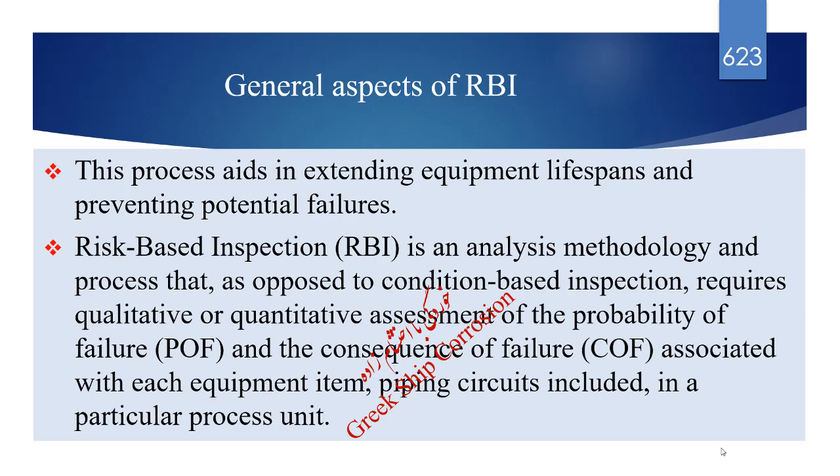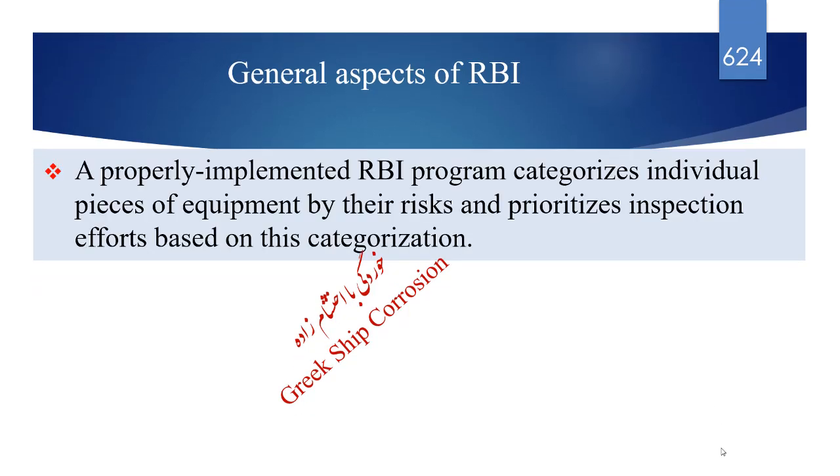Risk-based inspection is an analysis methodology and process that, as opposed to condition-based inspection, requires qualitative or quantitative assessment of the probability of failure (POF) and the consequence of failure (COF) associated with each equipment item, piping circuits included, in a particular process unit. A properly implemented RBI program categorizes individual pieces of equipment by their risks and prioritizes inspection efforts based on this categorization.